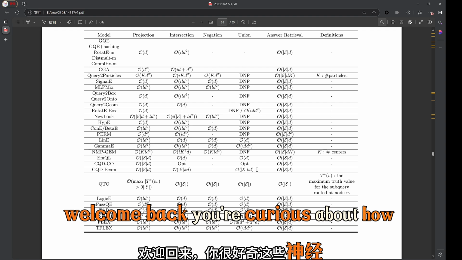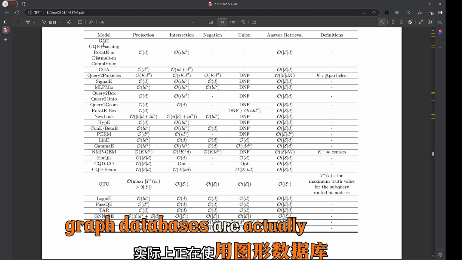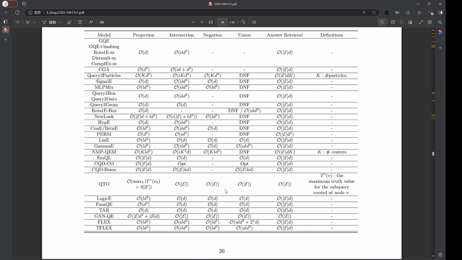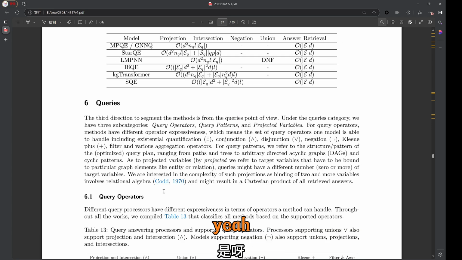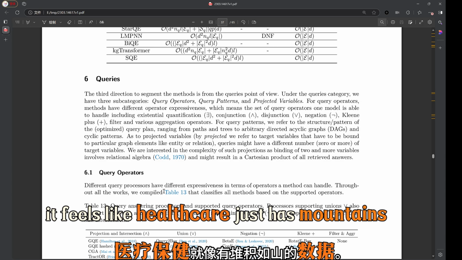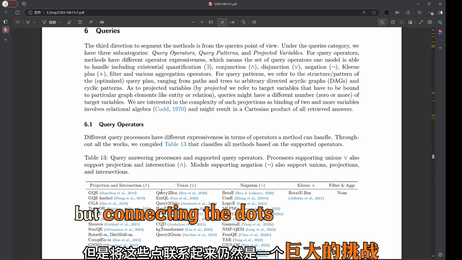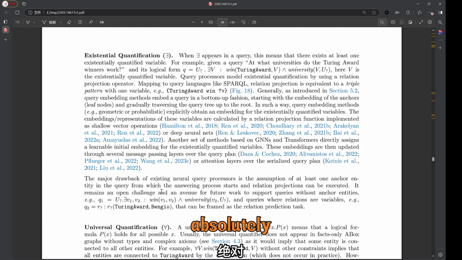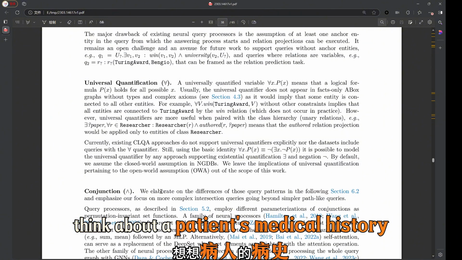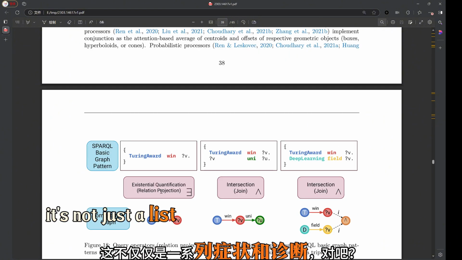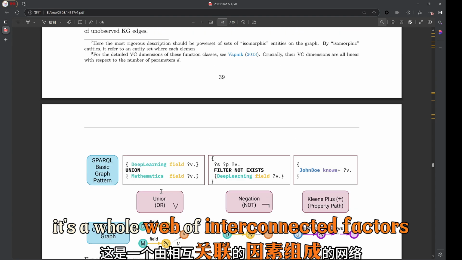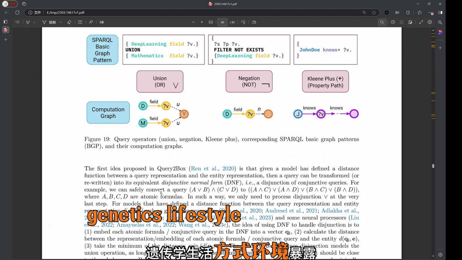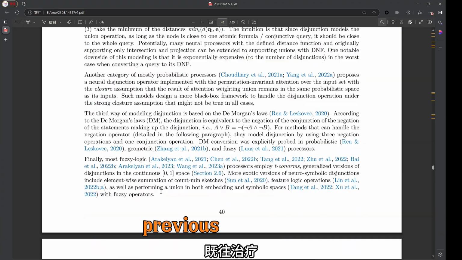You're curious about how these neural graph databases are actually being used in the real world. Let's start with healthcare. Such a ripe area for innovation. Yeah. It feels like healthcare just has mountains of data, but connecting the dots is still a huge challenge. Absolutely. Think about a patient's medical history. It's not just a list of symptoms and diagnoses. Right. It's a whole web of interconnected factors. Genetics, lifestyle, environmental exposures, previous treatments.